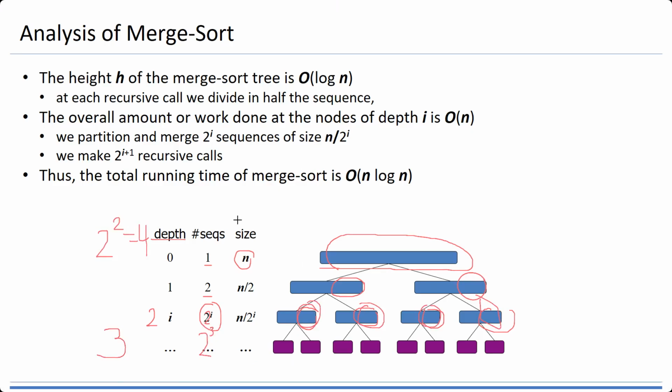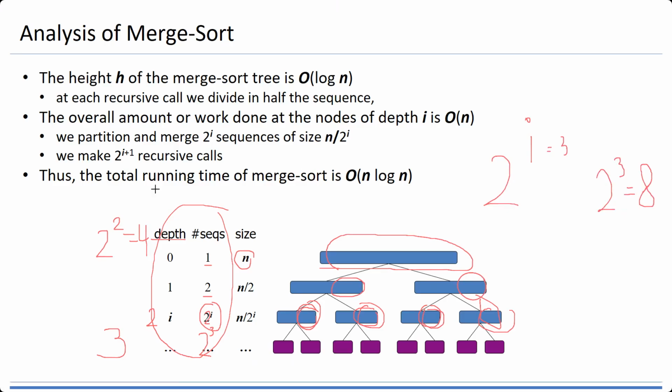Okay, so the depth here represents i, so 2 to the power of i. If i equals 3, then it means 2 to the power of 3. Then there will be 8 subsequences.